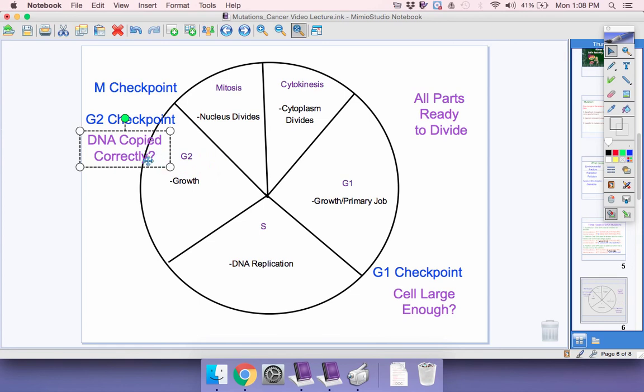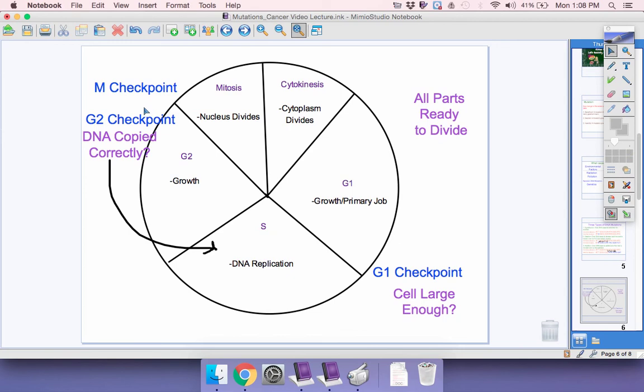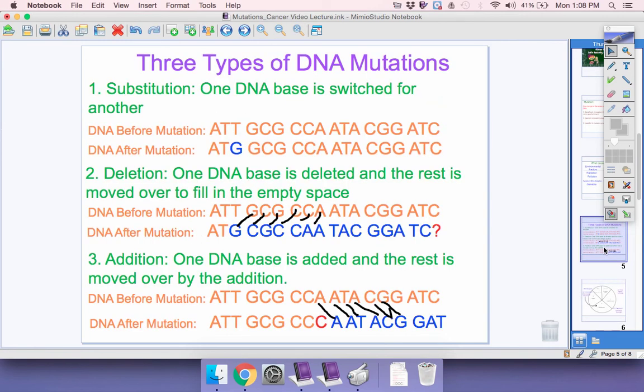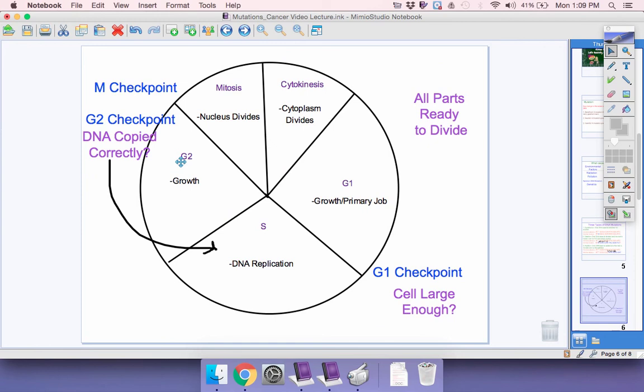There is a checkpoint then at the end of G2. And at the end of G2, it checks if your DNA has been copied correctly. Now, the DNA has been copied way back here in replication, but it doesn't get checked until G2. If the DNA has not been copied correctly, so if you have one of these 3 types of mutations going on, what happens is something called apoptosis, which is cell suicide. So the cell will kill itself.